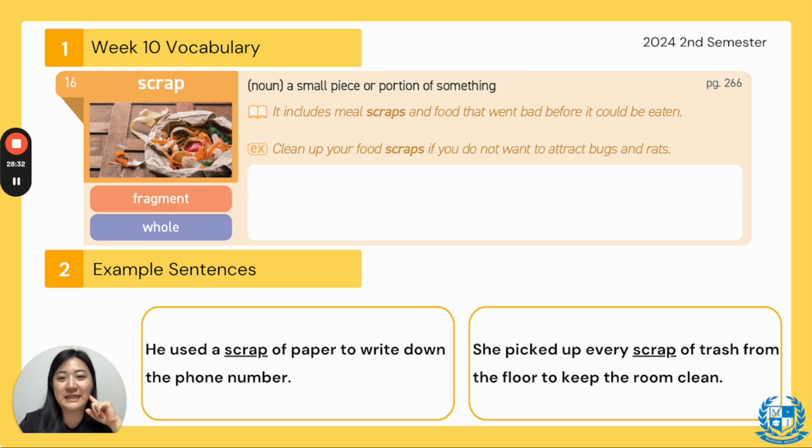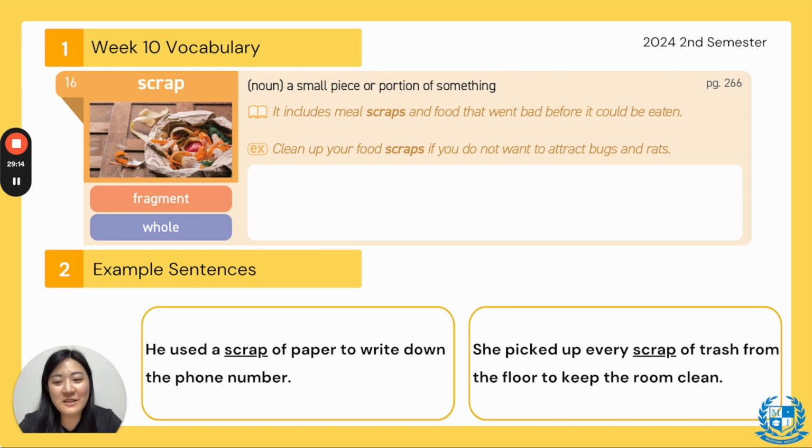In our textbook, it says, it includes meal scraps and food that went bad before it could be eaten. Usually, a lot of people take food scraps and turn it into things that you can put on top of plants, like the soil, the manure. Example, let's clean up your food scraps if you don't want to attract bugs and rats. Yes, if you drop food scraps on the floor and you don't clean it up, bugs will definitely come into your house. And we do not want that.